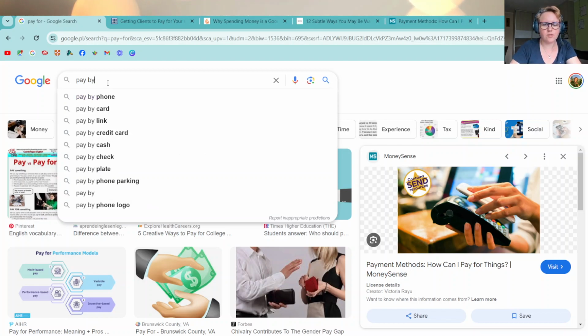You pay for something and you can pay by... This is just in relation to payment methods. Yeah, so even if I Google it, you can see I have pay by card, by phone, by link, pay by check, by plate, I don't know what that is, pay by cash, right? So there are different payment methods, so how you can pay.